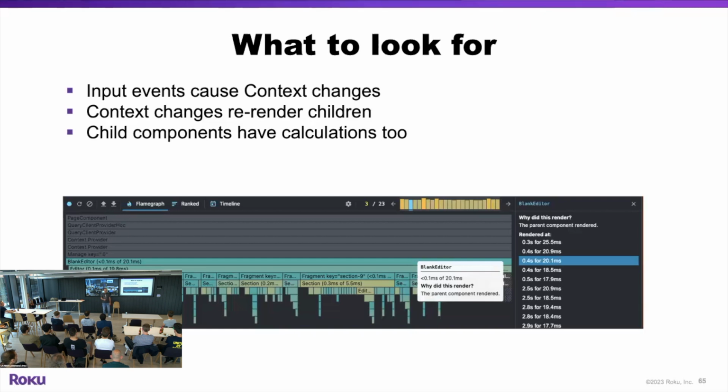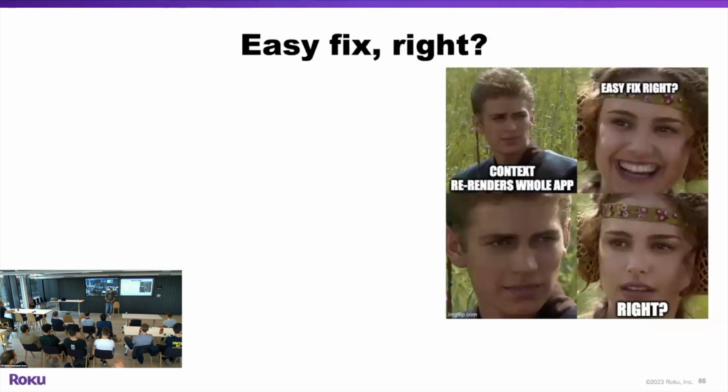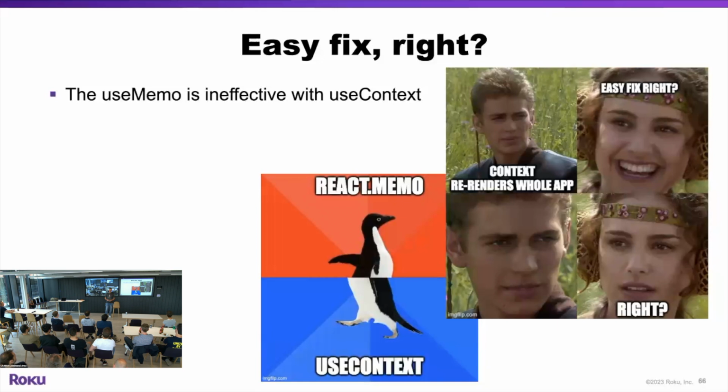The child components also have their own calculations. So every single one of them will do another small bit of work. And all of this will add up into a lot of CPU time and calculations. Even the components that are not visible will re-render, and that's not really useful. I mean, we are not even seeing them. So that must be an easy fix, right? We just wrap everything in React.memo and we are done. Well, I have some bad news. useMemo is not effective with useContext.